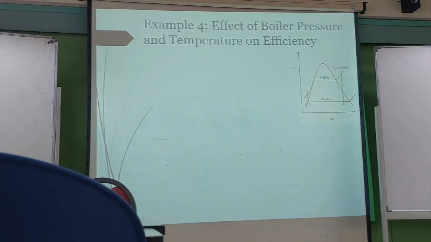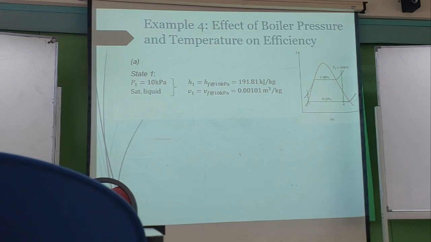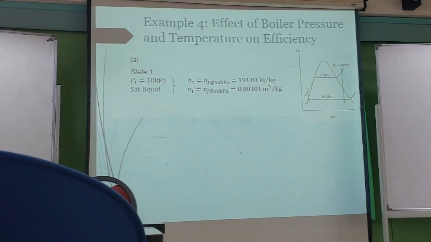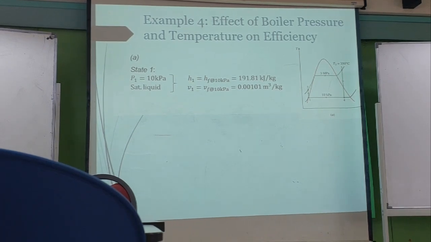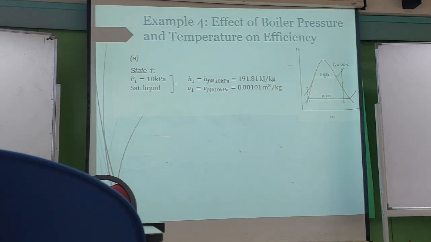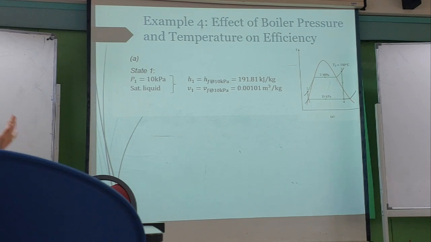So A is the one where we have T3 equal to 350 degrees Celsius. So from here, state 3 you can take from the previous example directly. But let's ignore that first. So we start from state 1. State 1 is very straightforward. 10 kilopascal saturated liquid. So always remember this, we always put state 1 as a saturated liquid, unless I tell you otherwise. If nothing is mentioned about state 1, it is always saturated liquid. 10 kilopascal is given by the question. Saturated liquid is always the case.